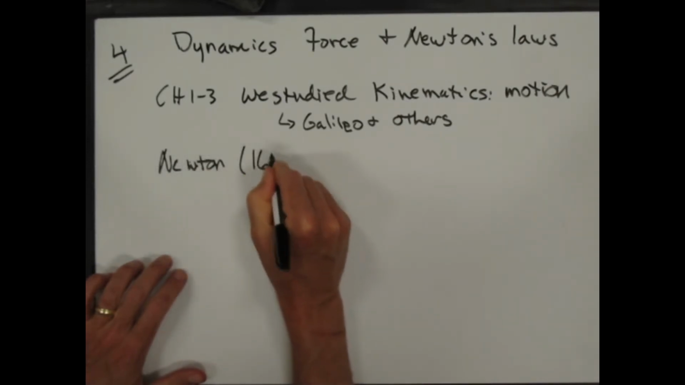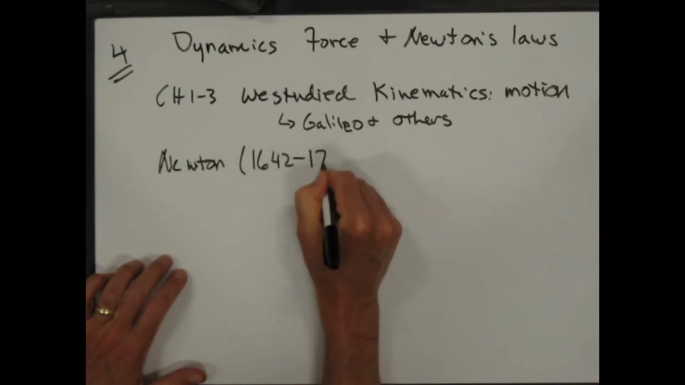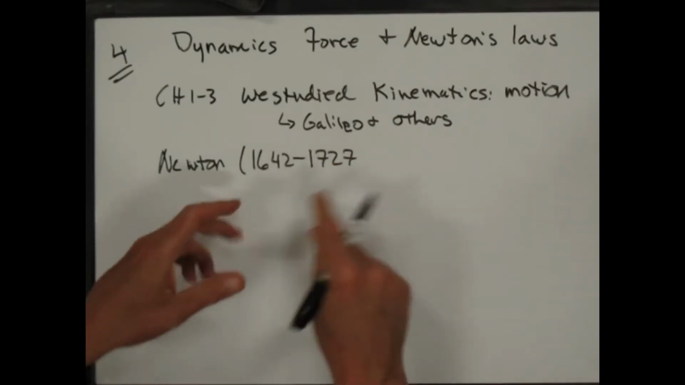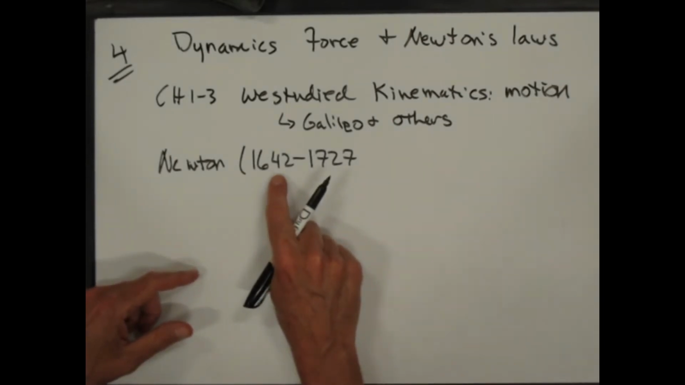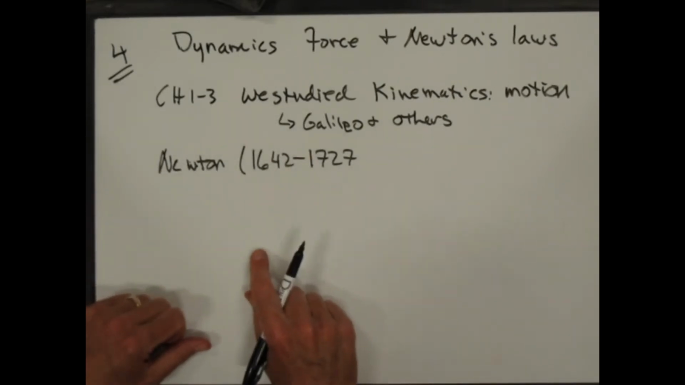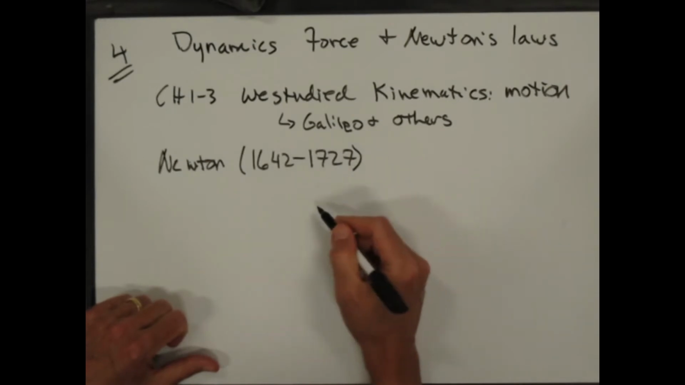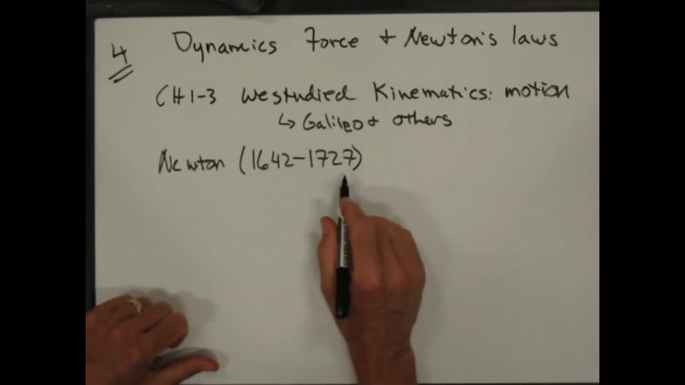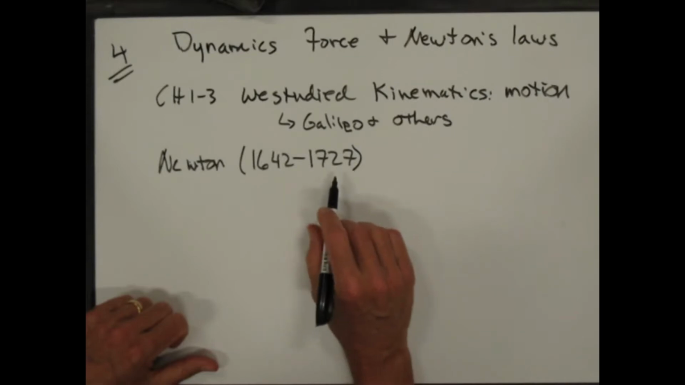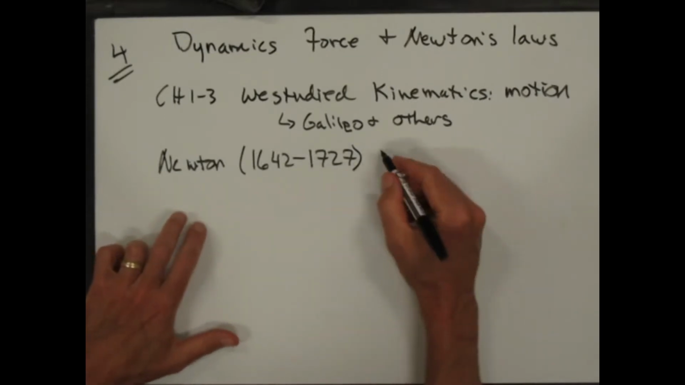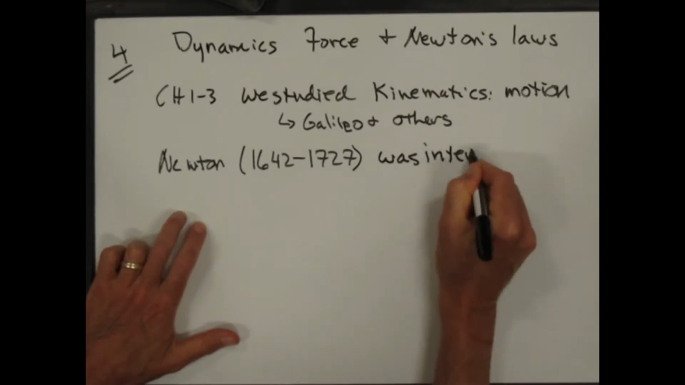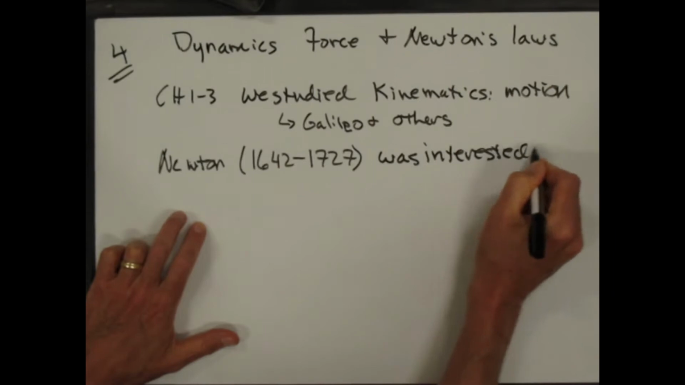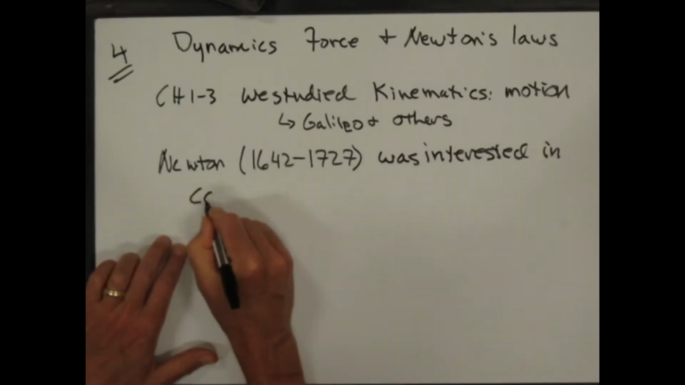He was born in 1642 to 1727, and they had the Julian versus Gregorian calendar in there, but he was essentially born the year Galileo died, depending on which calendar you look at, and then he died in 1727. So he lived a long time. Newton was interested in causes of motion.